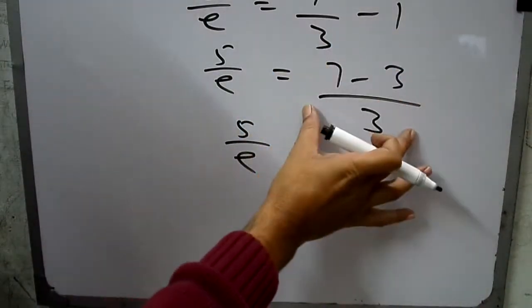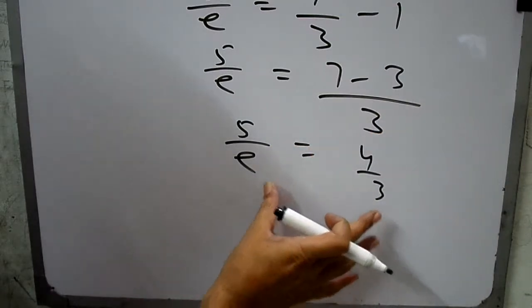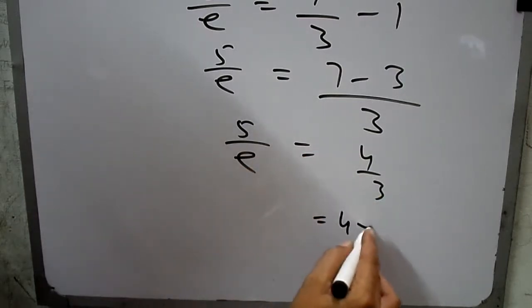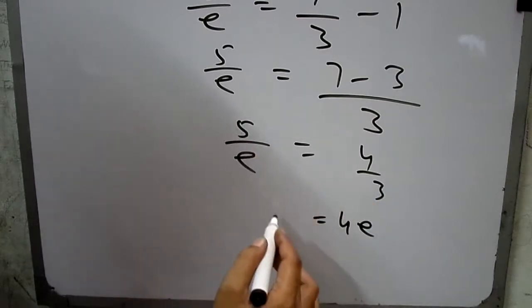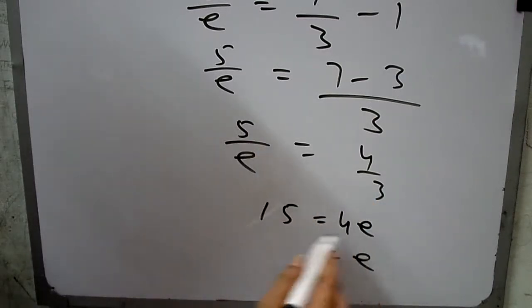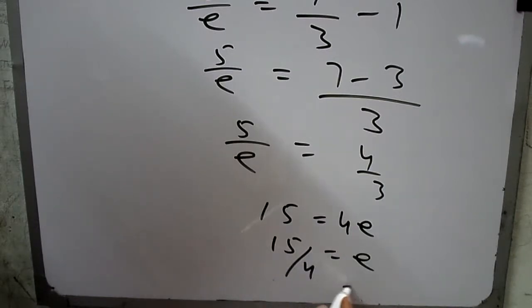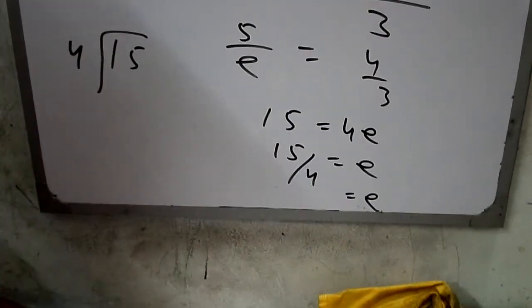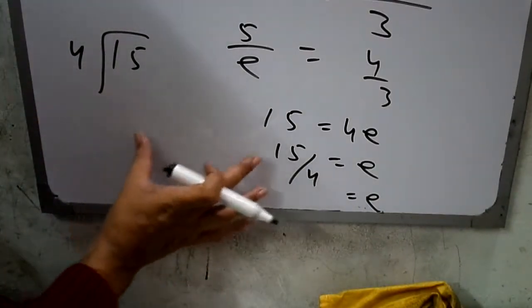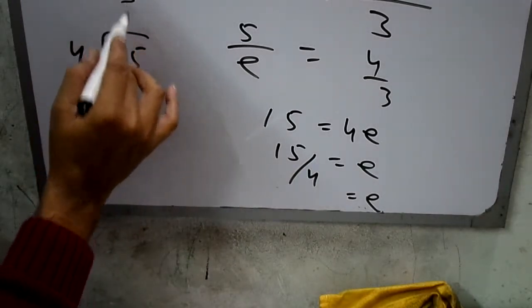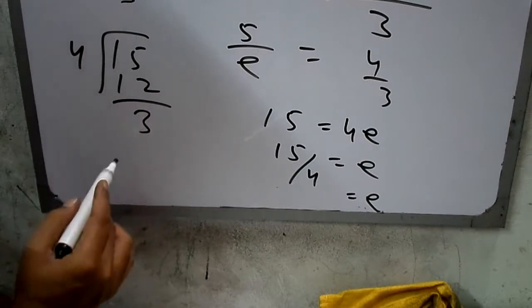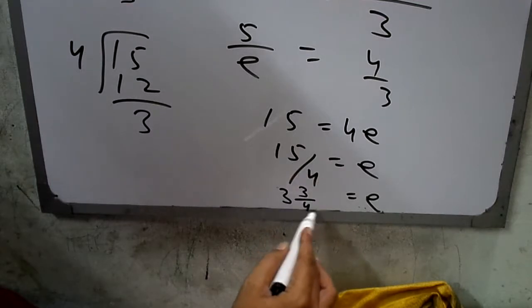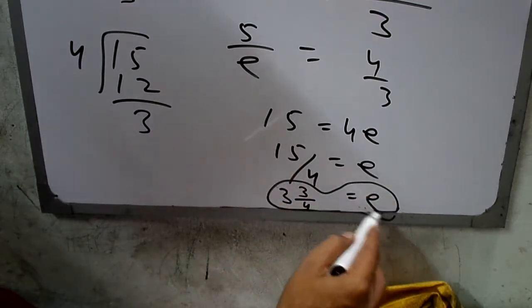After LCM you will get this, but you need the value of e, by using cross multiplication. You can see here that is 4e, and this denominator will be dragged, that is 15, so you need the value of e, so 15 divided by 4. You can see 4 4s are 16, 4 3s are 12, so 3 whole 3 by 4 is your required result, that is the value of e.